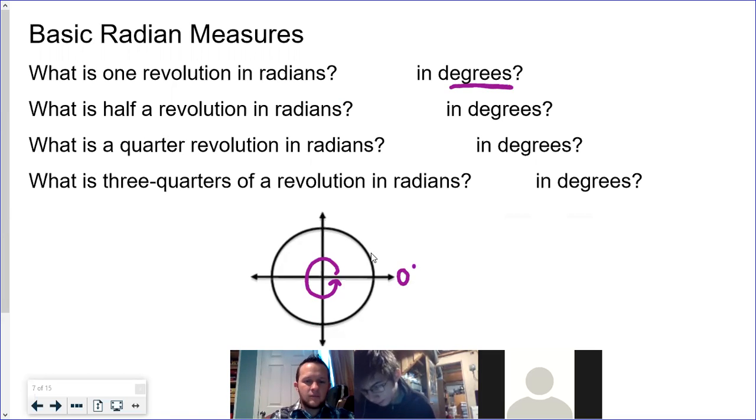Now, if I go all the way around, I do a full rotation, how many degrees is that? Shout it out, guys. In the chat, we see 360. That's right. So one rotation is 360 degrees. All right, then shout out, what is half a rotation? What if I only go over to here? How much is that? 180. All right, 180.